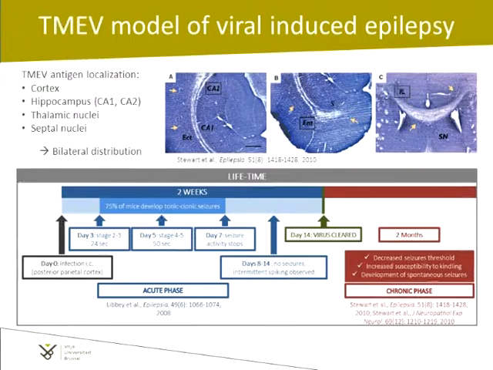Recently, a novel model of viral-induced epilepsy has been discovered by Libby et al. in 2008 after intracerebral infection of Theiler's murine encephalomyelitis virus in black 6 mice. As you can see, after intracerebral injection, the virus spreads bilaterally, mainly in limbic and temporal regions, such as cortex and hippocampus and thalamic and septal nuclei. And after infection, about 75% of the mice develop tonic-clonic seizures.